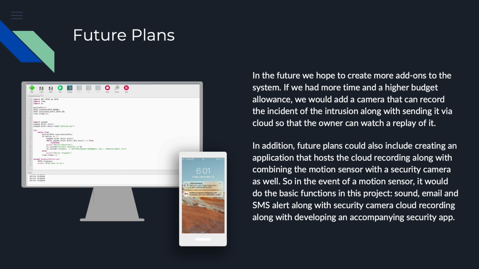In the future, we hope to create more add-ons to the system. If we had more time and a higher budget allowance, we would add a camera that can record the incident of the intrusion, along with sending it via cloud so that the owner can watch a replay of it. In addition, future plans could also create an application that hosts a cloud recording, along with combining the motion sensor with a security camera as well. So in the event of motion, it would do the basic functions in this project: sound, email, SMS alert, with the add-on of security camera cloud recording, along with developing an accompanying security app.